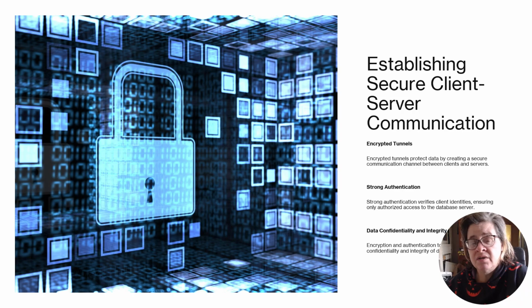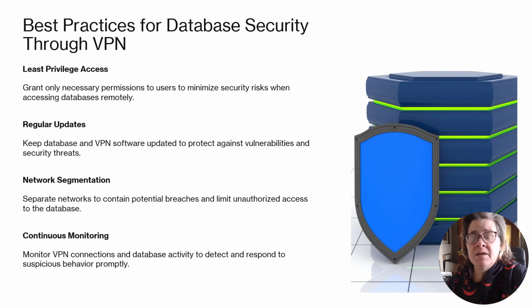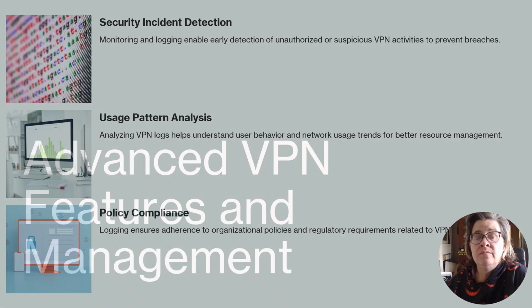Implement encrypted tunnels and strong authentication to ensure that data exchange between remote clients and the database server remains confidential and intact. Use least privilege access, regular updates, network segmentation, and monitoring to safeguard your database when accessing it remotely over VPN connections. Explore how to monitor VPN activity, scale infrastructure for numerous users, and integrate VPN solutions with cloud services and hybrid network environments.